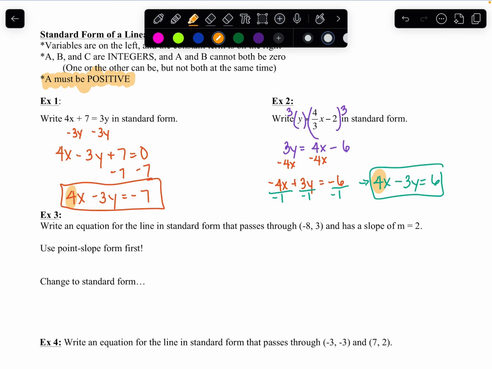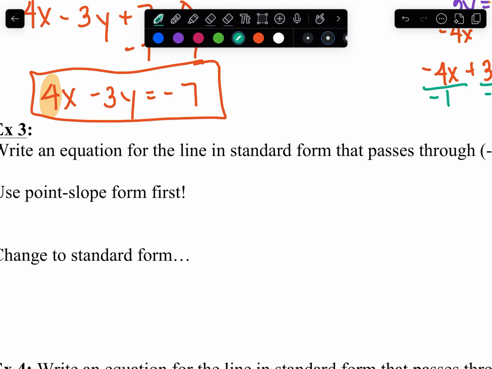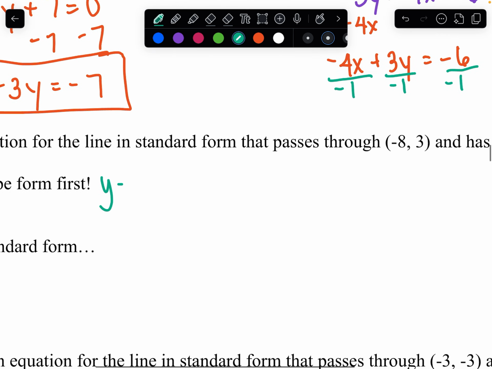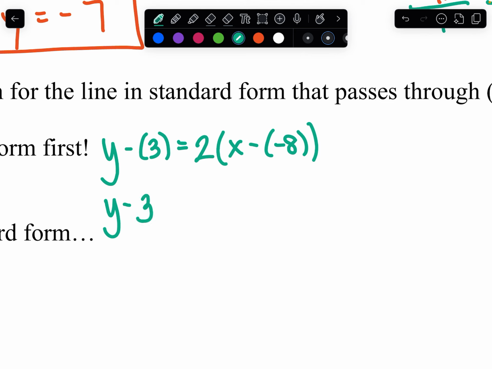Okay. So now we're going to write an equation for the line in standard form that passes through the point -8 and 3 with the slope of -2. To write it, we first have to write it in slope-intercept form or point-slope form. So that's y minus y sub 1, which is 3, equals my slope times x minus x sub 1. And so we would get y minus 3 equals 2 times x plus 8. So there's my point-slope form.